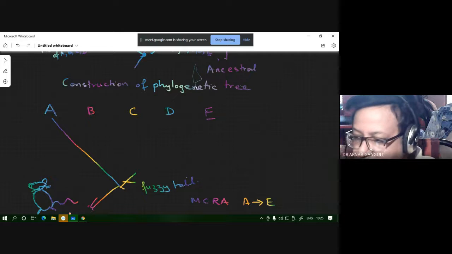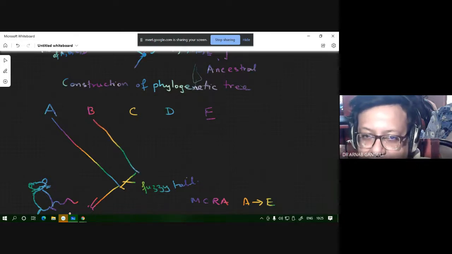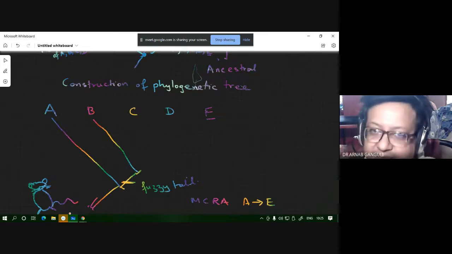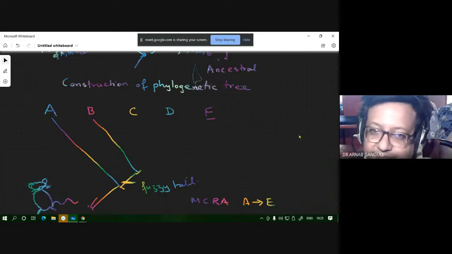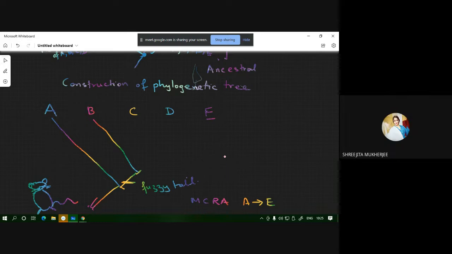So from this point, the fuzzy tail characteristic came. B, C, D, and E, they have got fuzzy tails. Are you clear? Yes, sir. Okay, great.